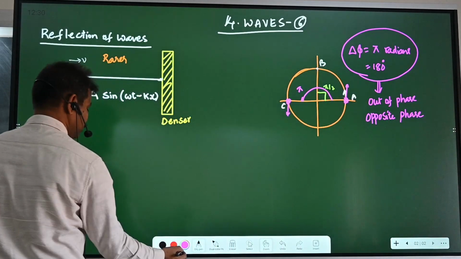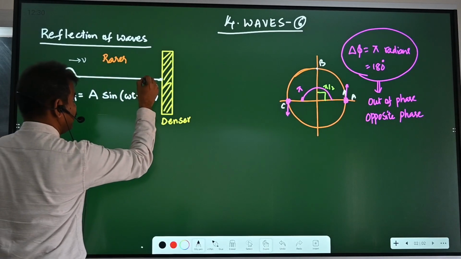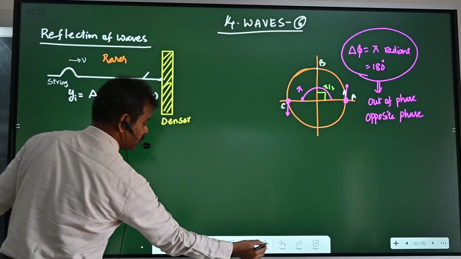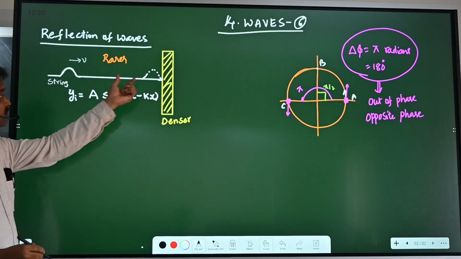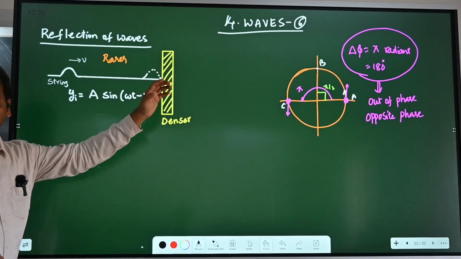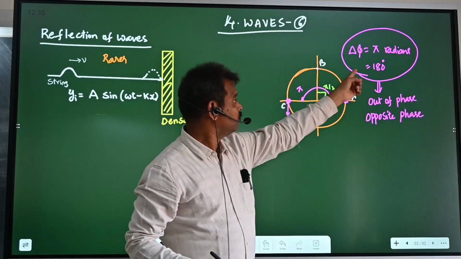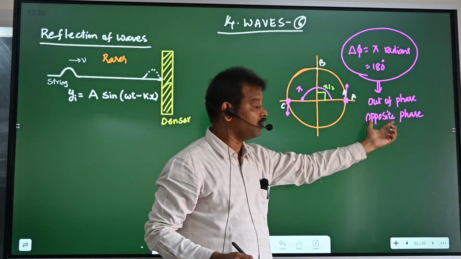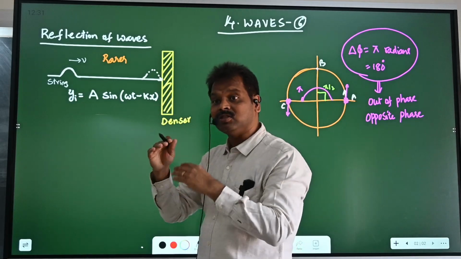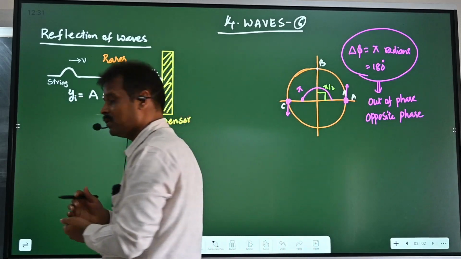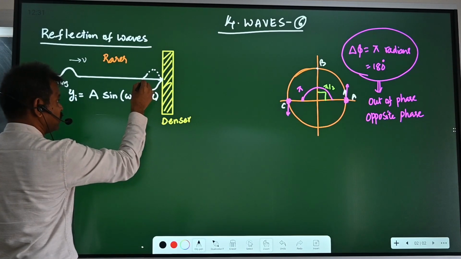Now tell me, here in this case what happens? It is coming like this and here it will reach. The same pulse will travel up to here. After striking this one, what happens to the pulse? Phase change 180, out of phase or opposite phase. So what's the meaning of opposite phase? Can I call it crest? Crest will become trough. So here, after striking this denser medium, this will come to this position.